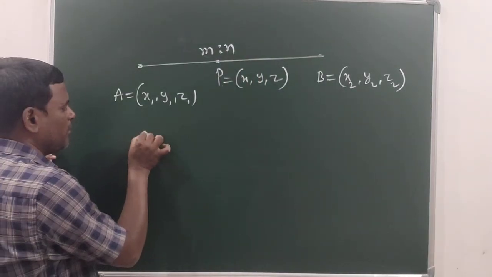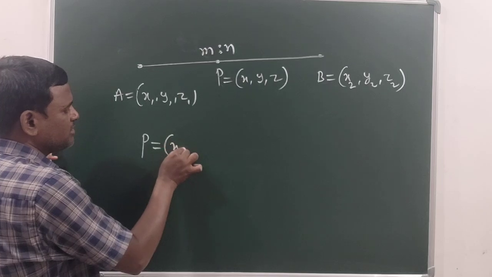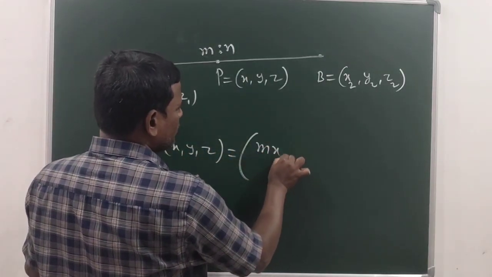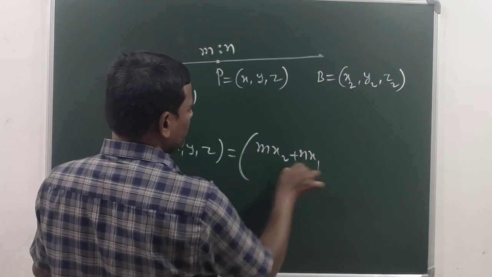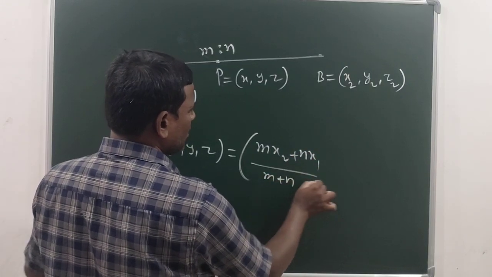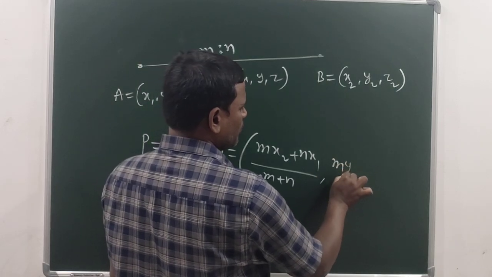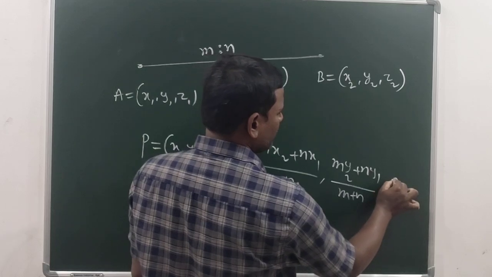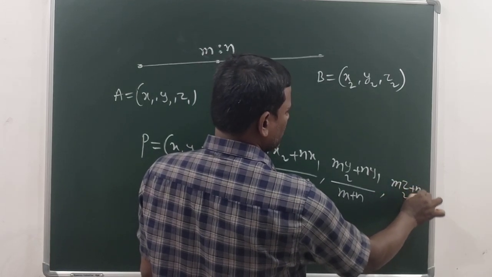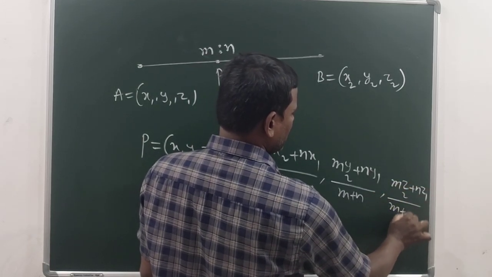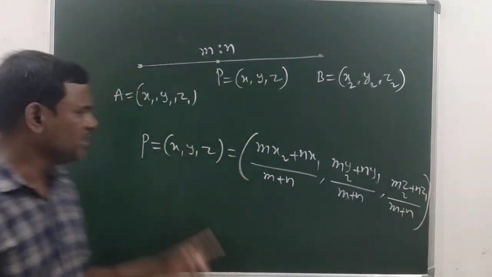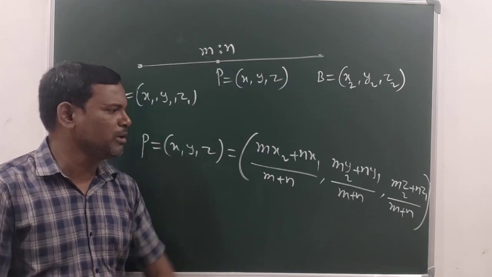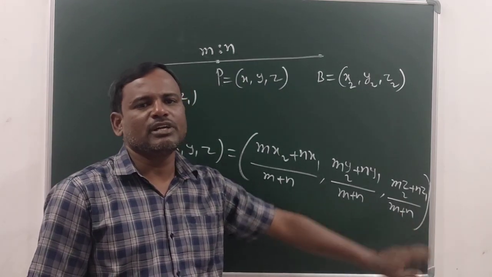So same like the 2D formula. Here P coordinates x comma y comma z is equal to mx2 plus nx1 by m plus n, comma my2 plus ny1 by m plus n, comma mz2 plus nz1 by m plus n. I hope you have understood this. Same like the 2-dimensional coordinate geometry formula only, but here the extra z coordinate will come.